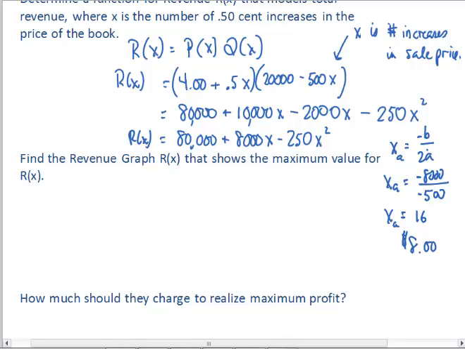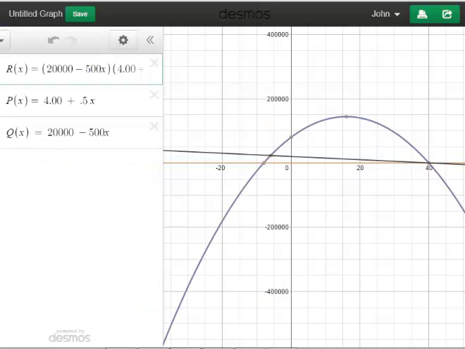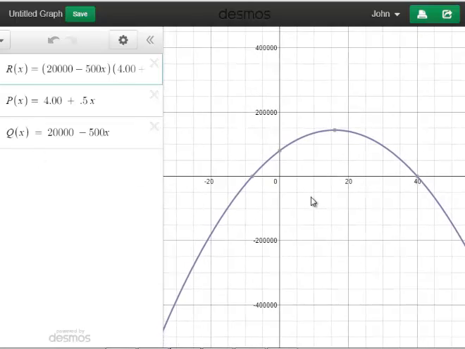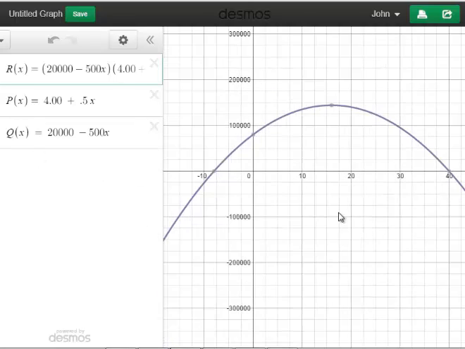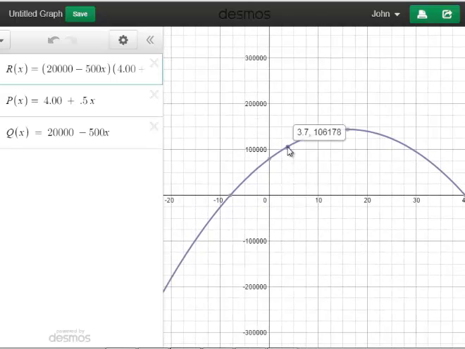So if we look at the graph in Desmos, I already have it plotted, and I plotted it in the pre-foiled form, and I'll just turn off the price function and the quantity function. You could see from the graph that we were operating when our price was only $4. And if you look at that point right there, revenue was $108,000. We were well below maximum revenue.